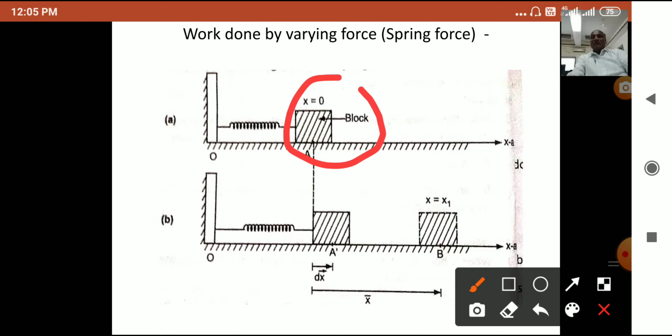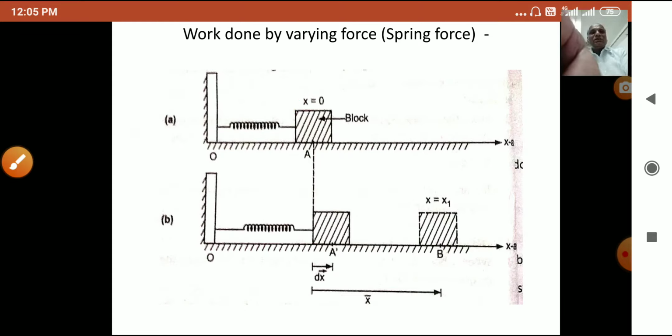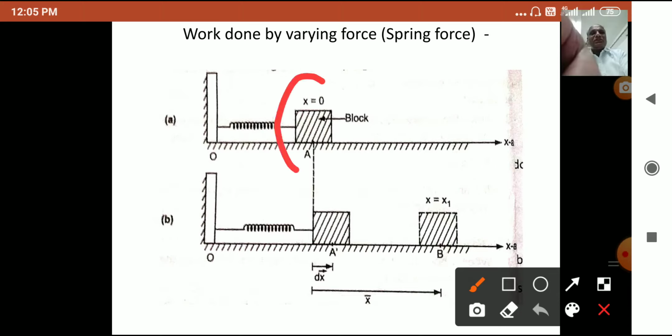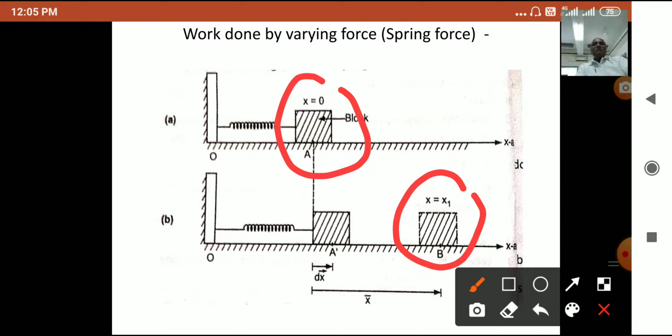Now let us calculate the work done by the spring when the block moves from position x equal to 0 to x equal to A. It means we have to calculate the work done when this body is displaced from this position to this position, from x equal to 0 to x equal to A.